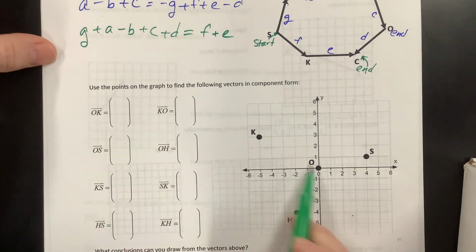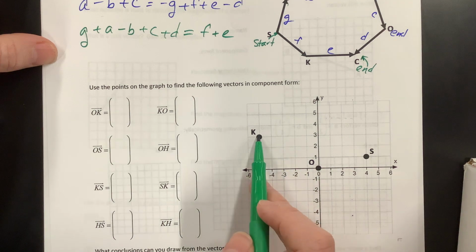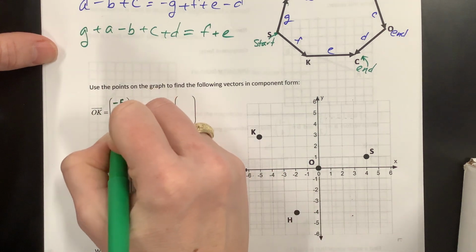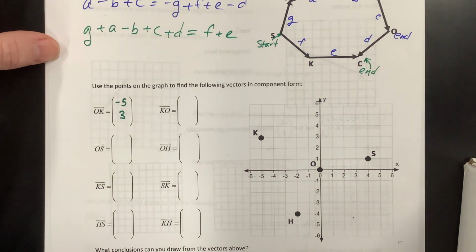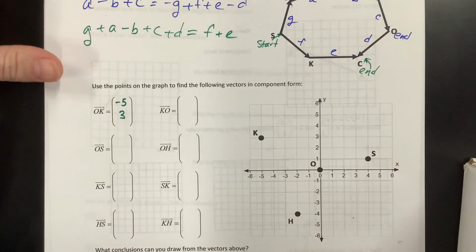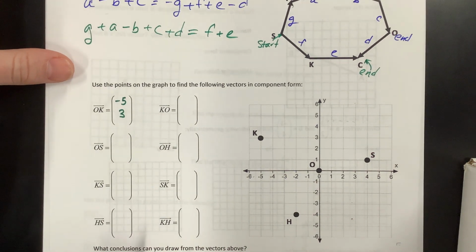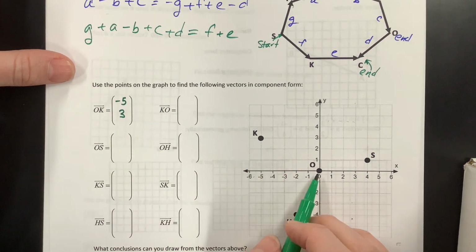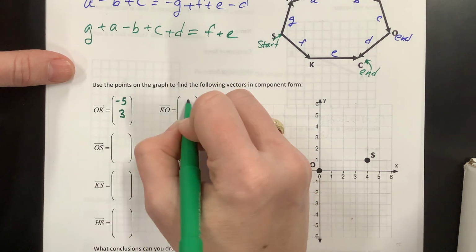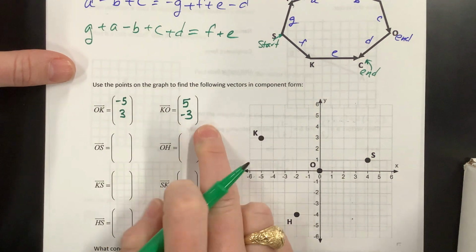Okay, so vector OK, notice I've started at O, I've gone to K, I went at a -5 and a +3, so this is -5, +3. I didn't want to write it because I'll draw on this in just a second. KO means I start here and I get to O, and so that's going now in a positive 5 and then a -3. Notice I just switched the signs.